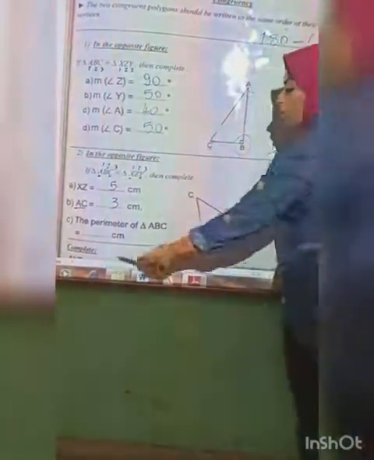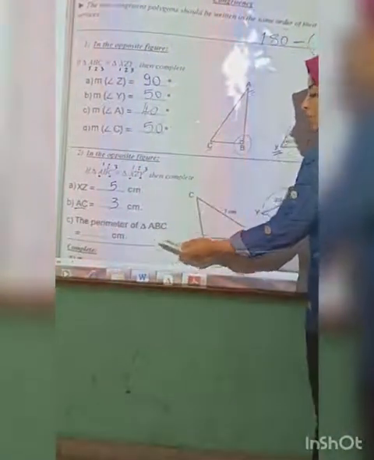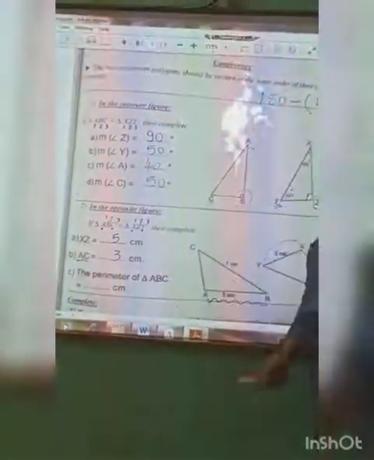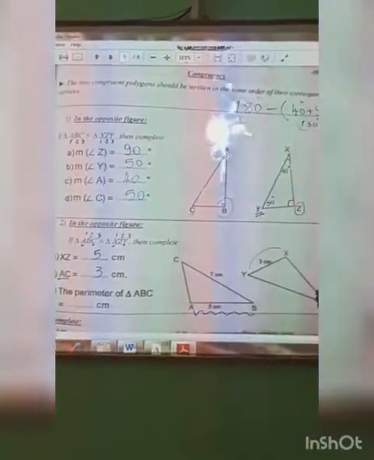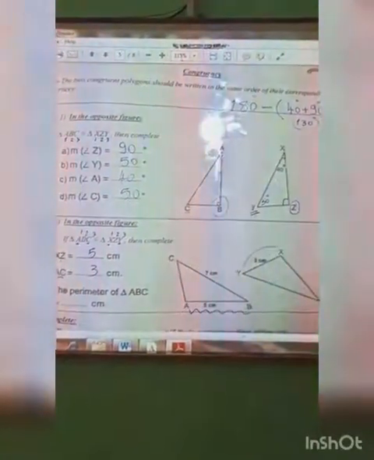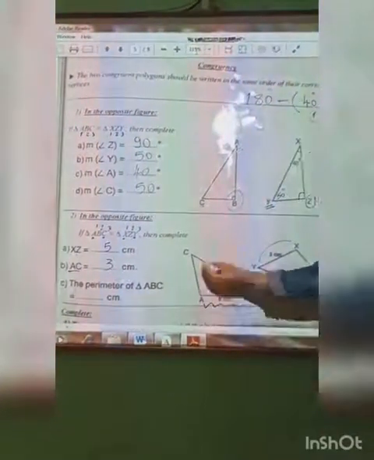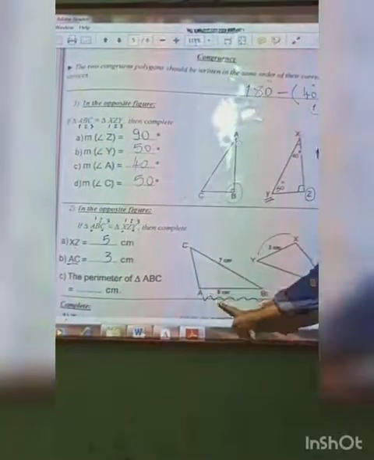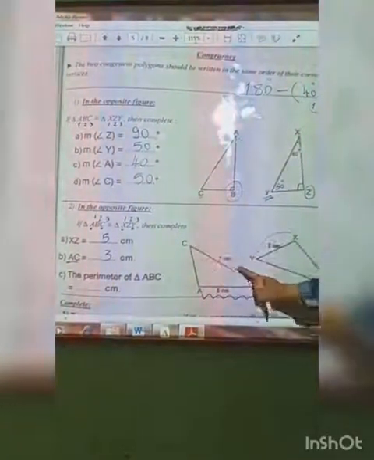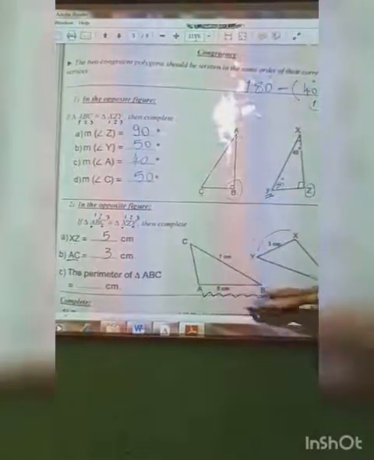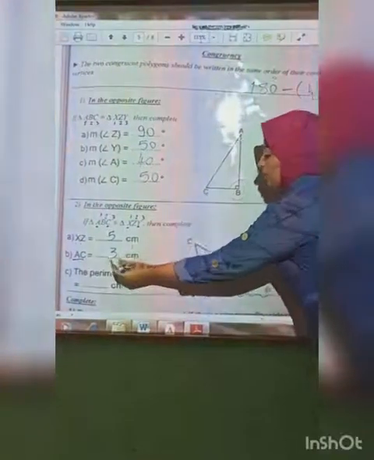Number C, we want the perimeter of the triangle ABC. The perimeter of any triangle equals the sum of its side lengths. So, I will get all the sides of the triangle ABC. We have here AB equals 5 centimeters, BC equals 7 centimeters. I want to know the side AC. AC here equals 3.